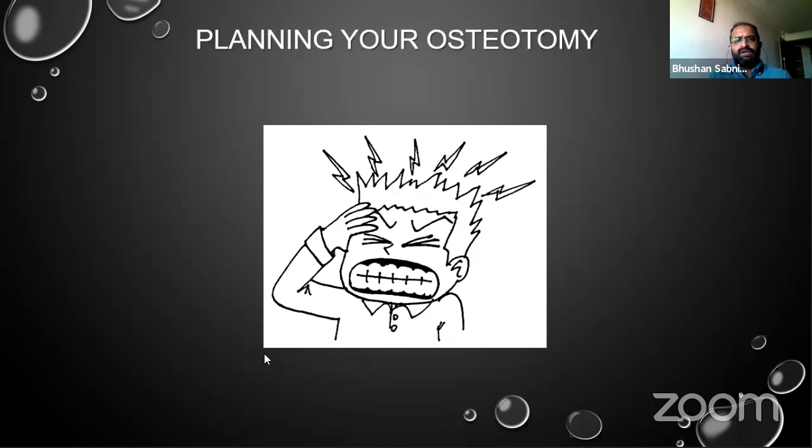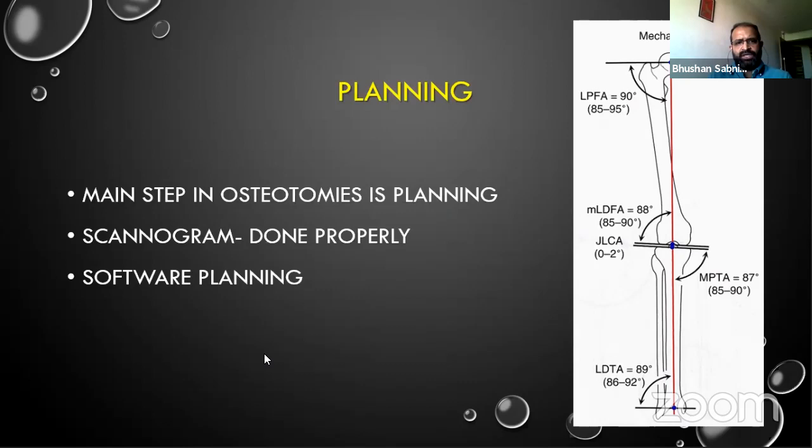But first and most important thing after your clinical assessment is planning the osteotomy. You need to get a proper scanogram. I am a strong believer of software planning for these surgeries. You can, of course, do planning along with a tracing paper, which is absolutely fine, but software planning is much more accurate in my opinion. Again, you're looking at the MLDFA and MPTA, which are the main two angles which define the nature of deformity and where the correction needs to be done.